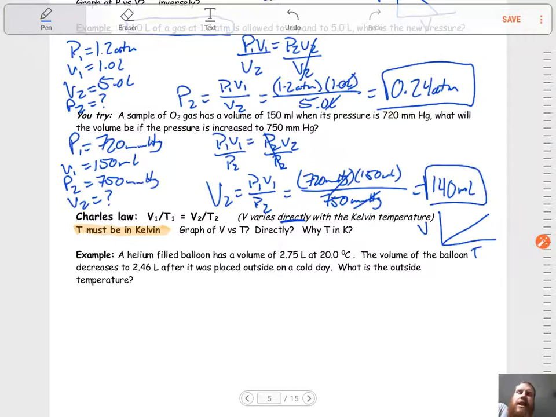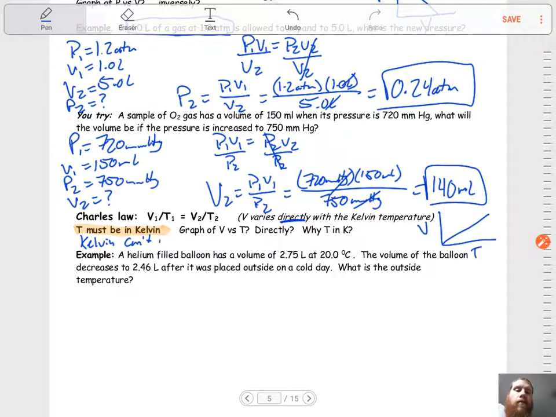Think about this. Any ideas? Talk with a neighbor, maybe somebody right around you. Why does it have to be in Kelvin? What's unique about Kelvin? Well, if you think back, what's the coldest temperature we can have? The coldest temperature possible, guys, is absolute zero. It's 0 on the Kelvin scale. That means that Kelvin can never be negative, and that's important here.